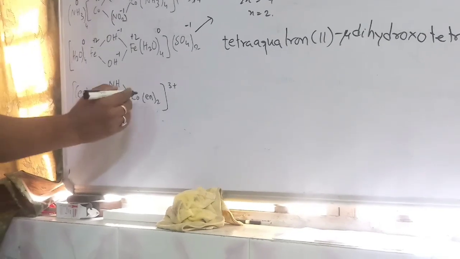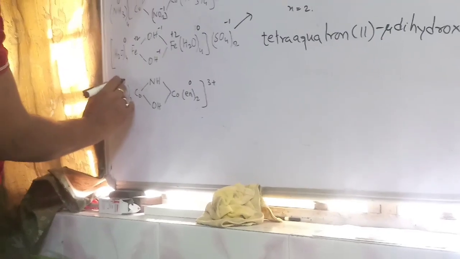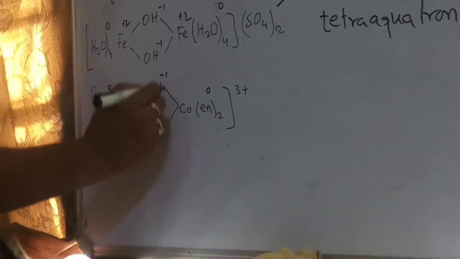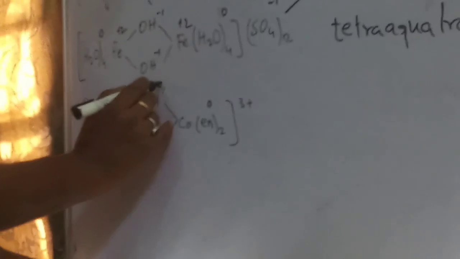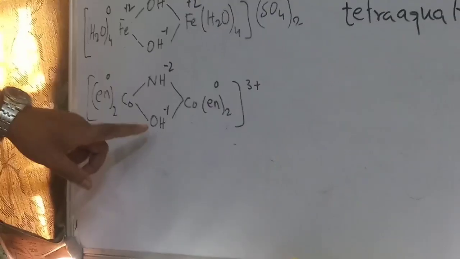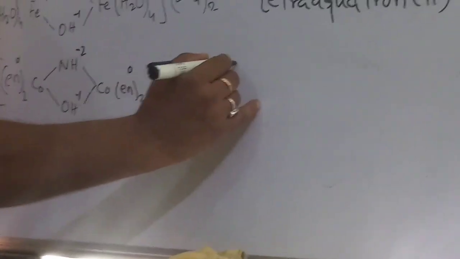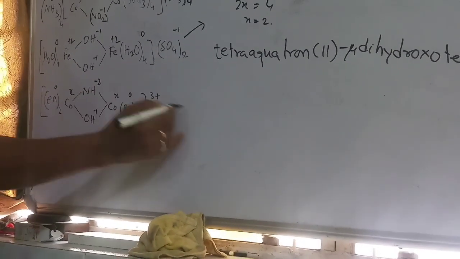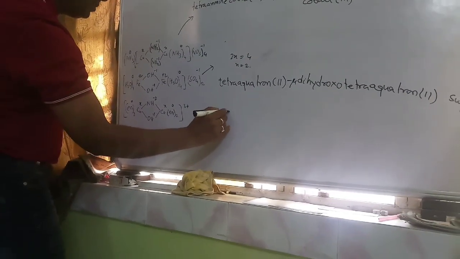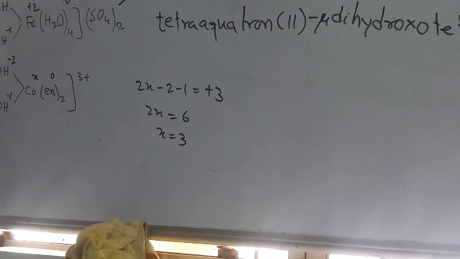Similarly here, en, ethylene diamine or ethane 1,2-diamine, this value is 0. Here this is -1, this is also -1, this is -2 rather, not -1, -2. So this is -2 and -1 is -3. So if this is x, this is x, then 2x - 2 - 1 equals +3, 2x equals 6 and x equals 3. So here we write like this.